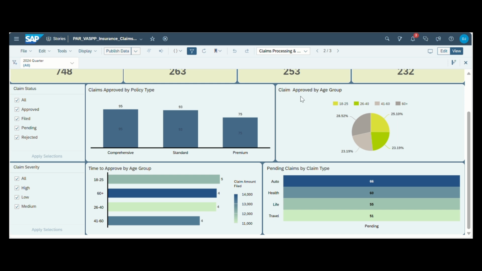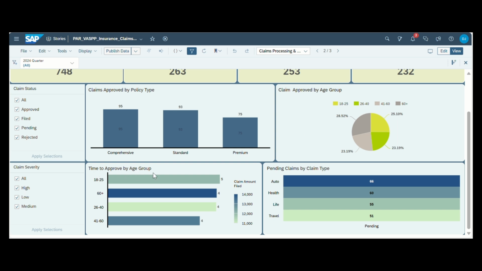Next, we turn to the claims approved by age group, visualized in a donut chart. Interestingly, approvals are fairly balanced across demographics, with the 60-plus age group leading slightly at 28.52%, followed by 26 to 40 at 25.1%, and others around 23%. This balanced distribution suggests that no one group is facing overwhelming difficulty in getting claims processed, but can still uncover behavioral patterns that drive age-based claim design or outreach strategies.